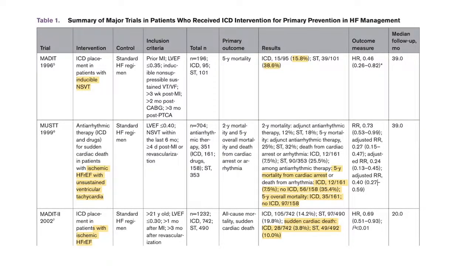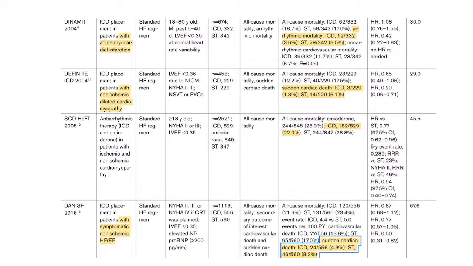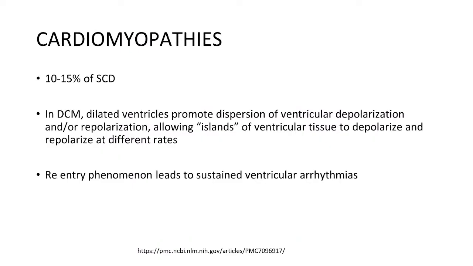These are all the major trials which were done over the years. MADIT, MADIT-II, all these trials have shown that compared to GDMT, the standard treatment, ICD implantation has been shown to reduce mortality in most of the studies. These are the studies done in the last decade. So the current evidence is ejection fraction less than 35% in any heart failure patient; they are candidates for ICD implantation to prevent sudden cardiac death.